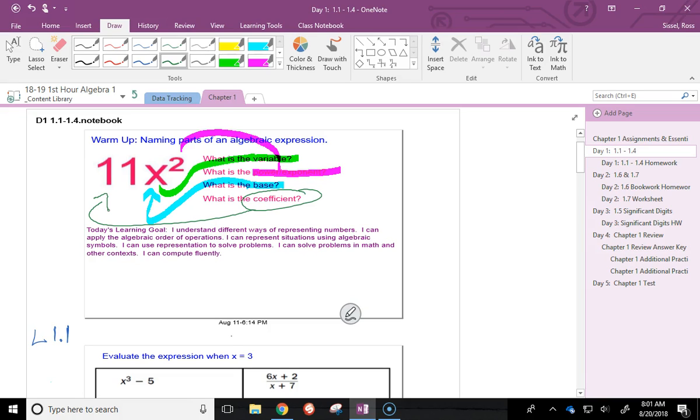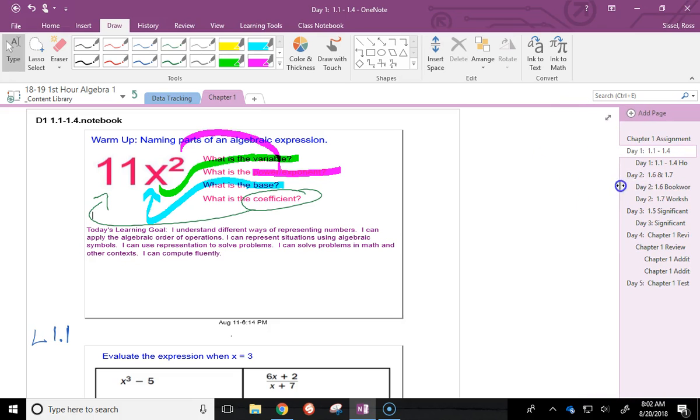Okay, every day we're going to read our goals. I need someone to read what today's learning goal is. Read the learning goal out loud for me, please. I can understand different ways of representing numbers. I can apply the algebraic order of operations. I can represent situations using algebraic symbols. I can use representation to solve problems. I can solve problems in math and other contexts. Good, thank you.